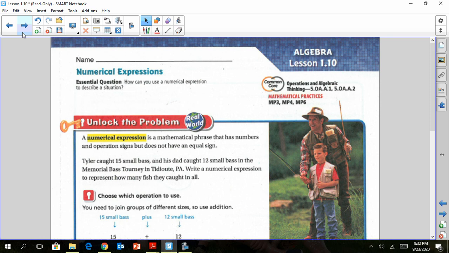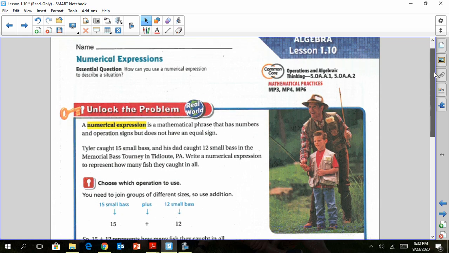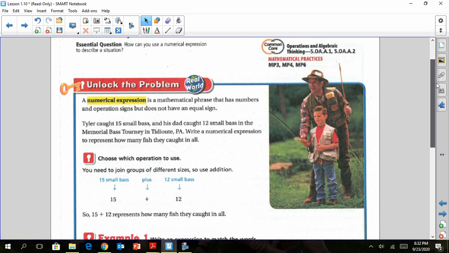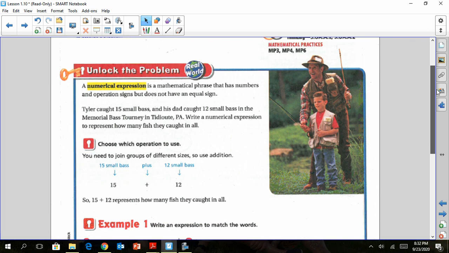Lesson 1.10, a numerical expression is a mathematical phrase that has numbers and operation signs, but does not have an equal sign. So with an expression, basically it means you are setting the problem up, but you are not solving it. So we are going to set up each one of these problems with an addition, subtraction, multiplication, or division sign, but we're not going to go ahead and solve them to find the answer because it's just an expression.